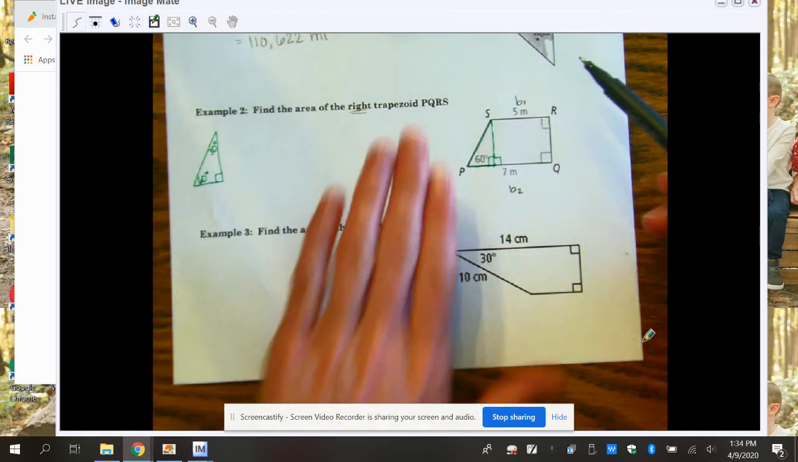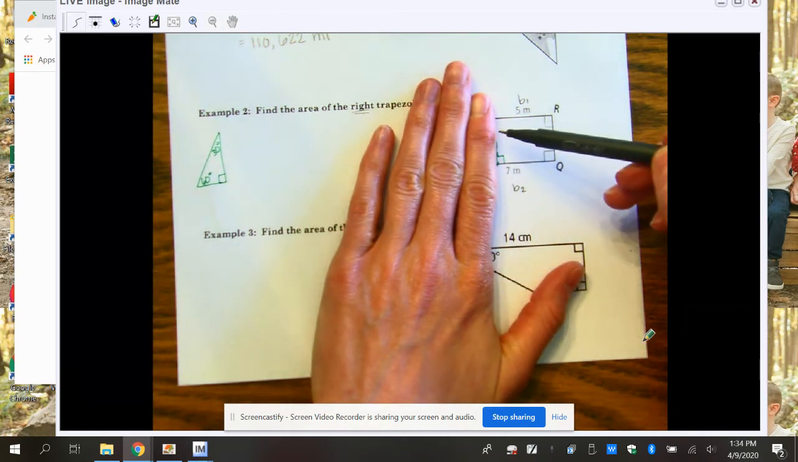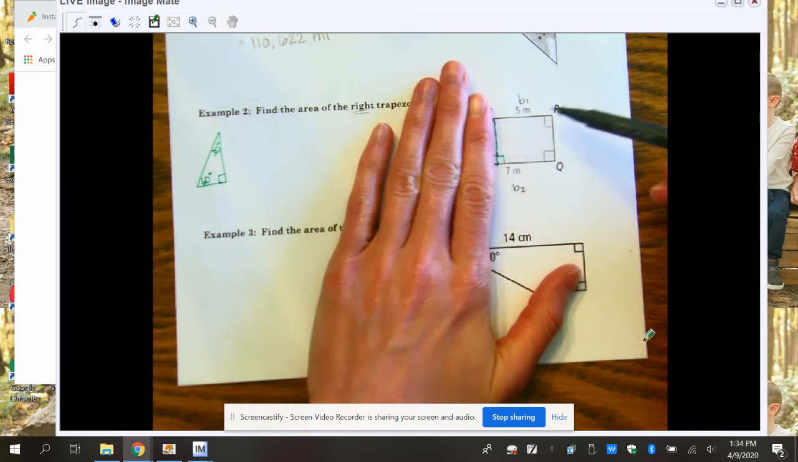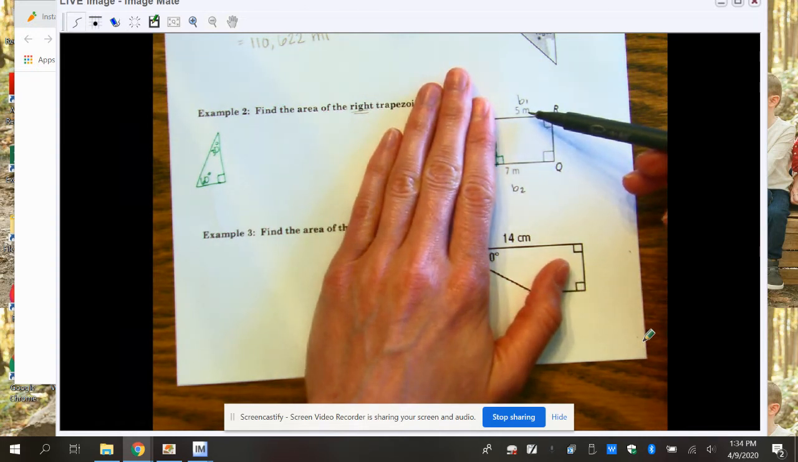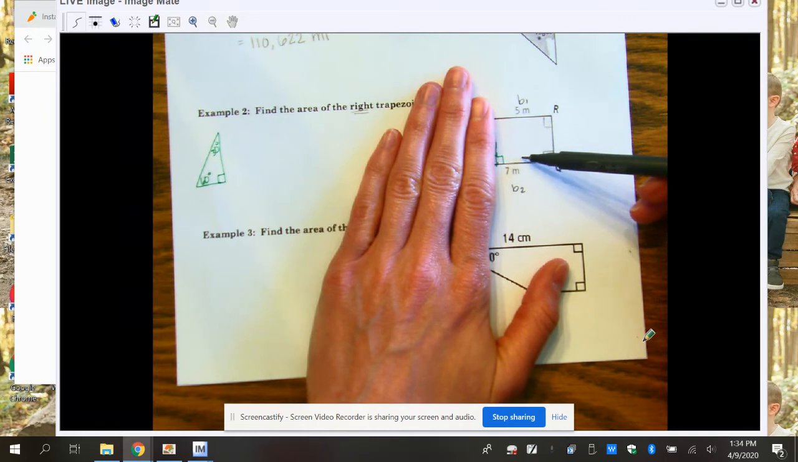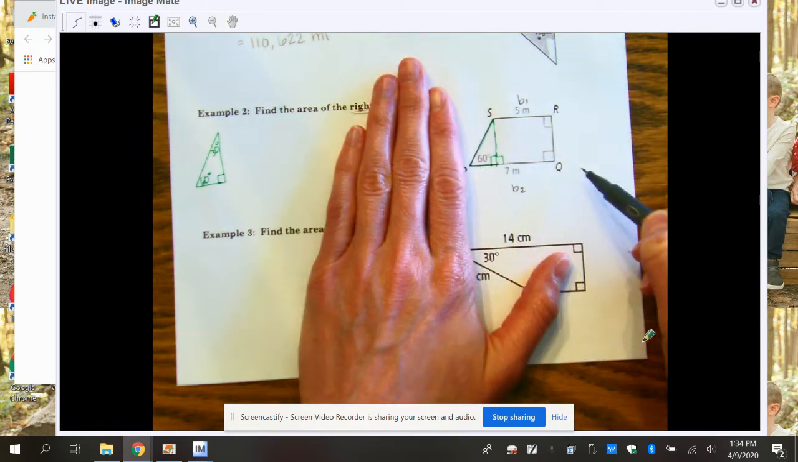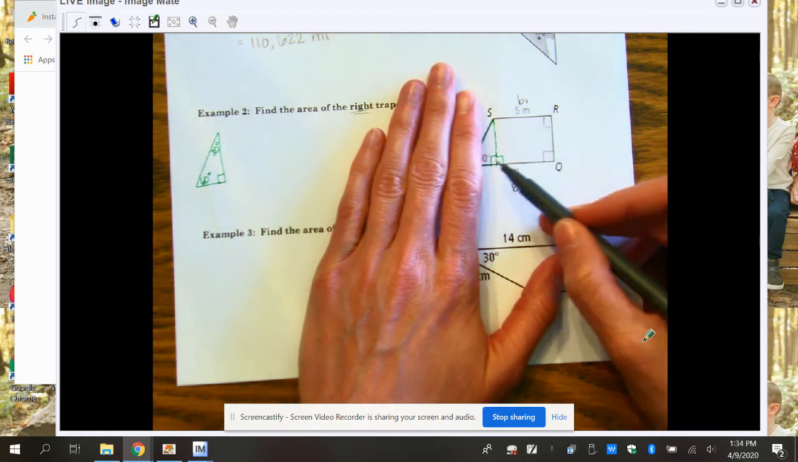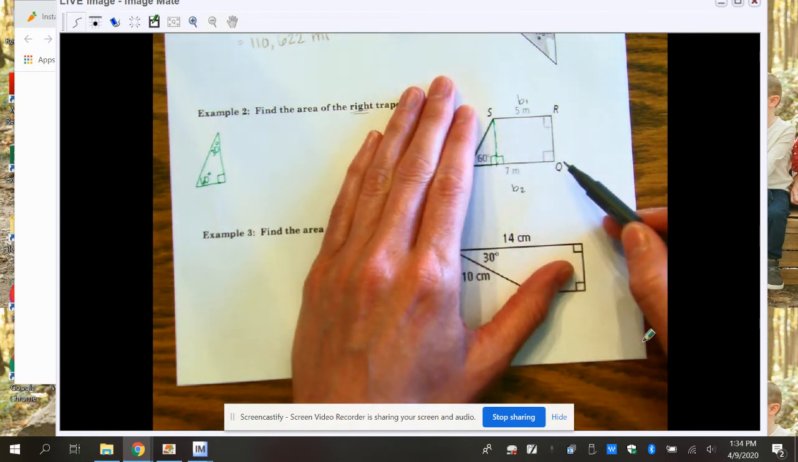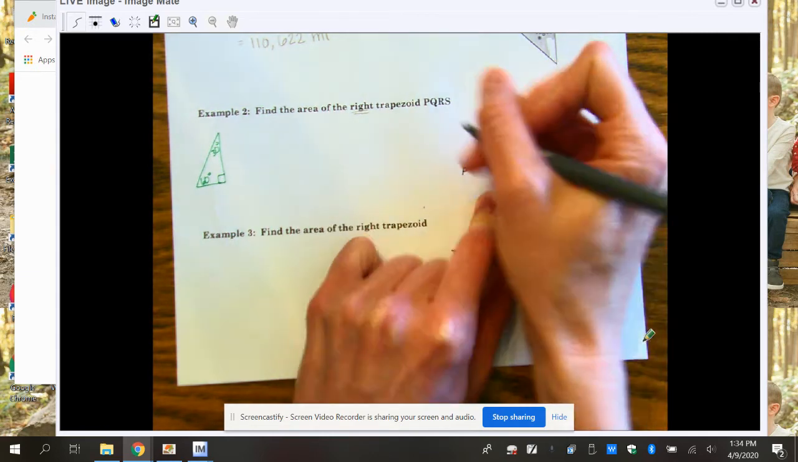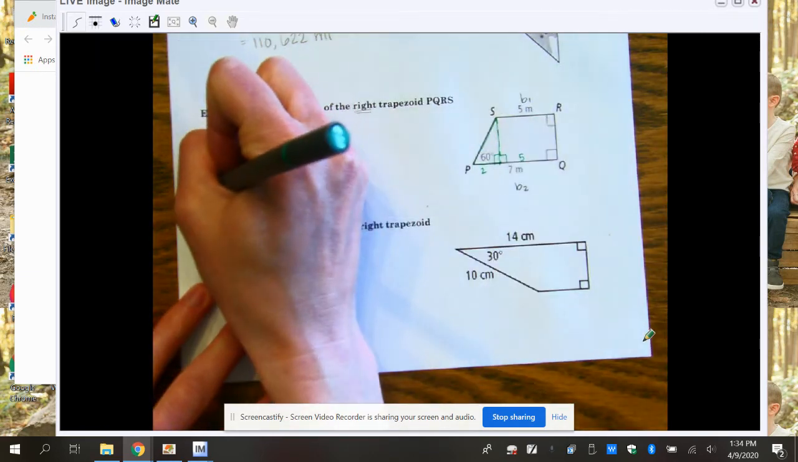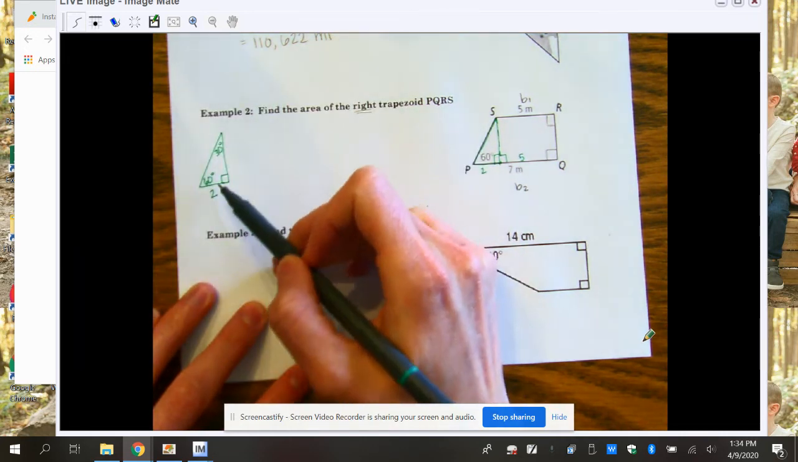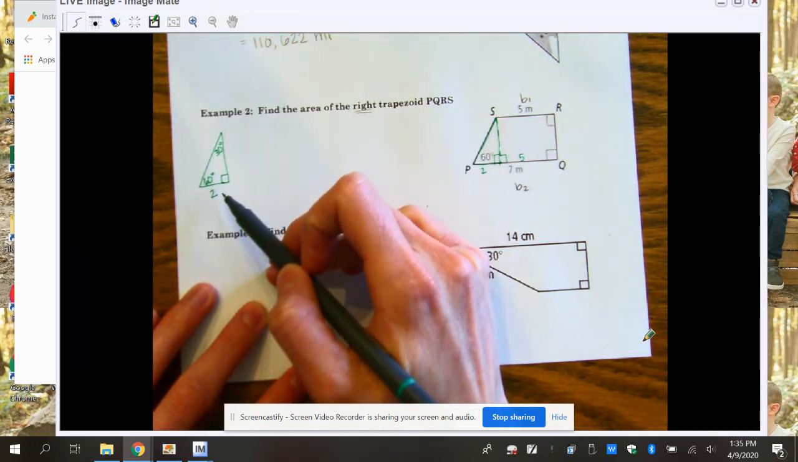And so when we drew that height down, we created a rectangle and a triangle. And so we can say, well, if this is 5 centimeters, then this side also has to be 5 centimeters. And if this whole base is 7 meters, not centimeters, then that leaves this to be 2. And so that is what we consider the short side of our 30-60-90 triangle.